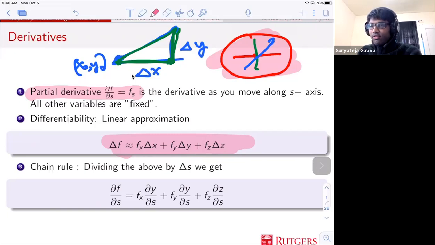That will give you the first quantity, and then change y and don't change anything else. That gives you the second quantity, and so on. So this formula is the main idea. Please make sure that you really understand this.